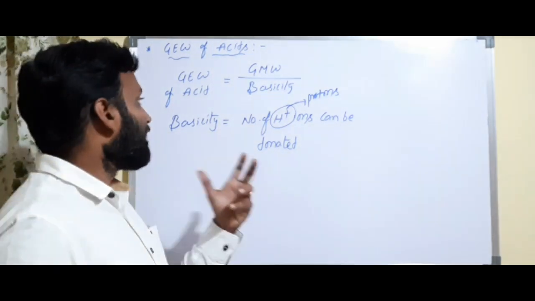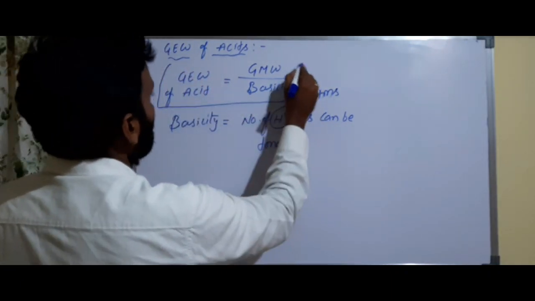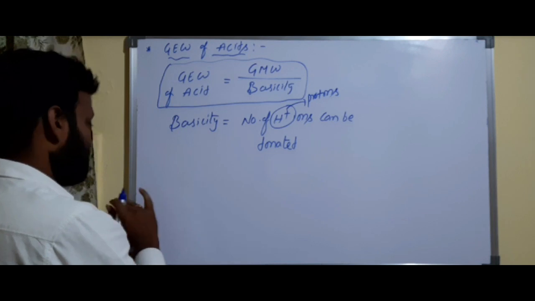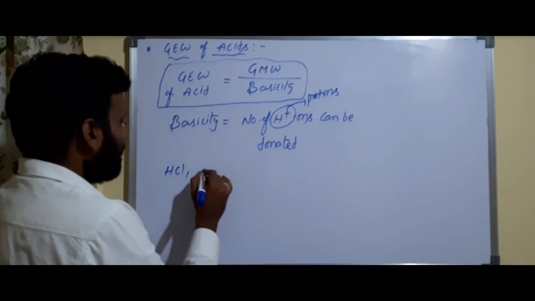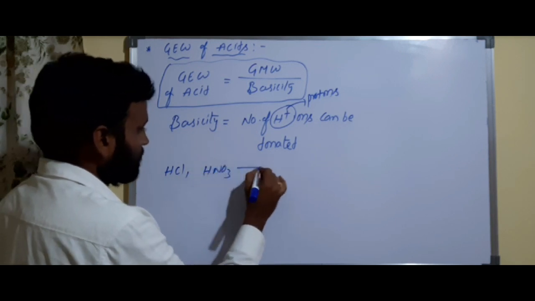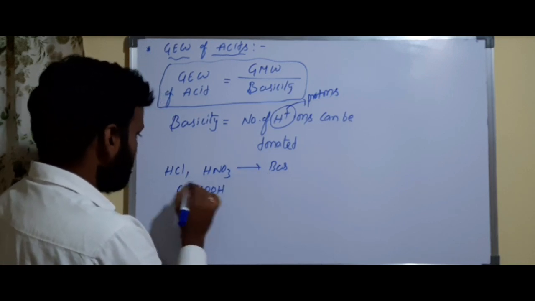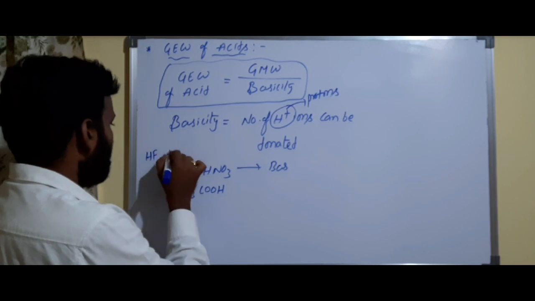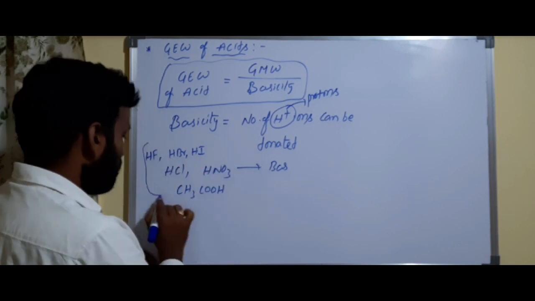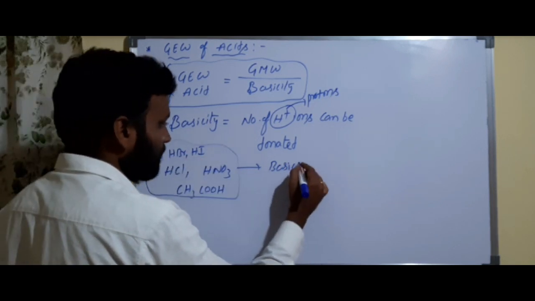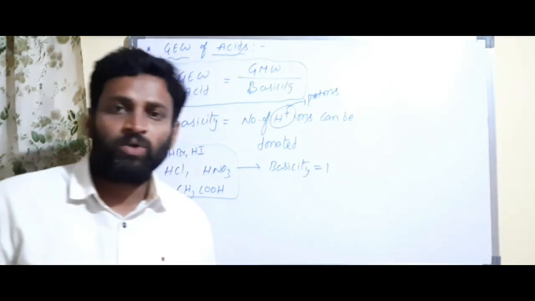For acids, the gram equivalent weight is the gram molecular weight divided by the valency factor. Let's see some examples: HCl and HNO3. For CH3COOH, and also HCl, HF, HBr, HI, the basicity is always 1. Basicity is not the number of hydrogens present.